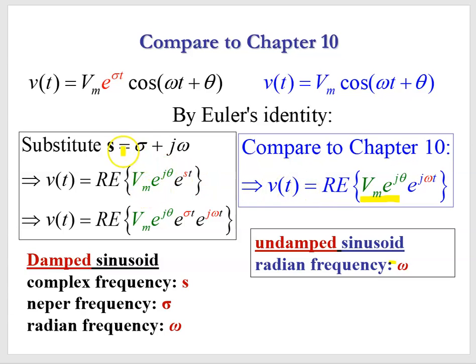If we substitute in s is equal to sigma plus j omega, here's what we have. We can substitute in our s. So we have similar functions where our time domain voltage is the real part of this. So here's our phasor and here's our frequency. Here our frequency is sigma plus j omega. We know when positive j omega exists, we must also have the negative j omega.